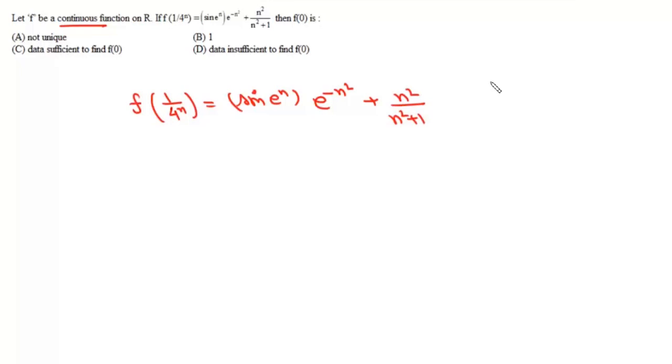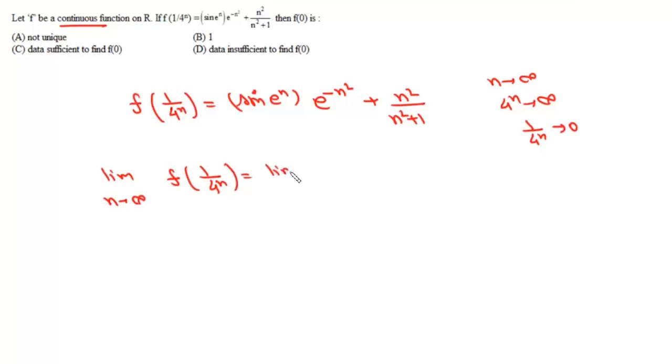Now we know that as n approaches infinite, 4 to the power n approaches infinite, and 1 upon 4 to the power n approaches 0. So what we'll do is take the limit n tends to infinite on both sides. So this is limit n tends to infinite f(1/4^n), and this is limit n tends to infinite sin(e^n) into e^(−n²) plus the limit n tends to infinite n² upon (n² + 1).